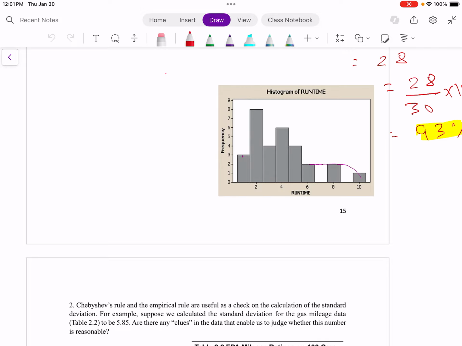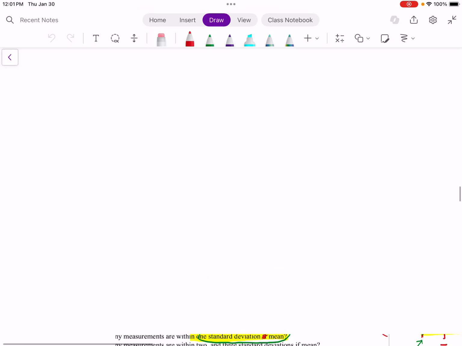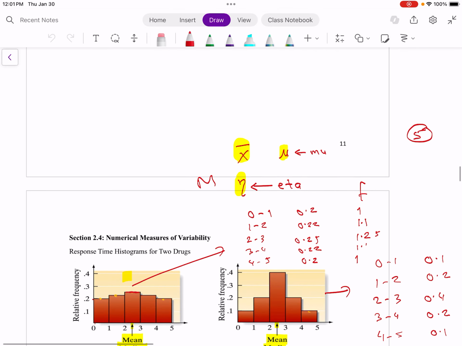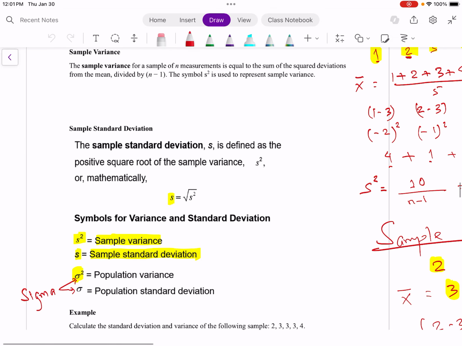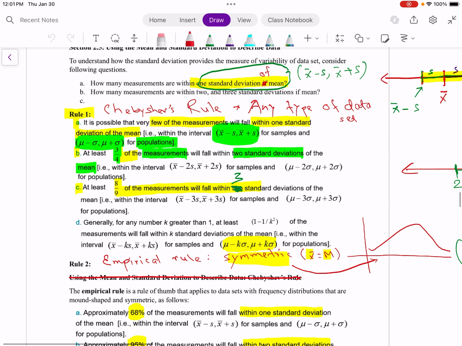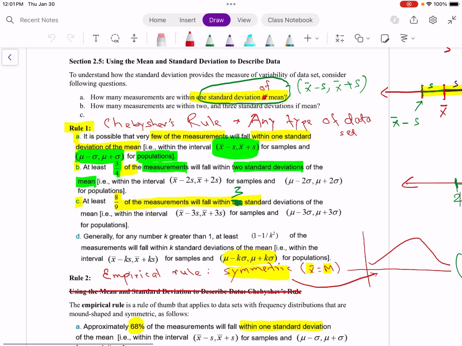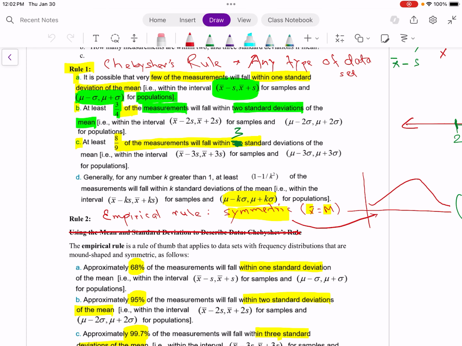Okay, we have two rules to describe the data. We had Chebyshev's rule and the empirical rule. We use Chebyshev's rule for any type of data. Any type means if our data is asymmetric, or not symmetric, we can use Chebyshev's rule.